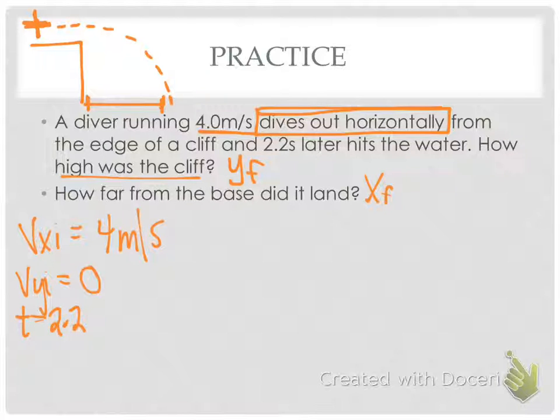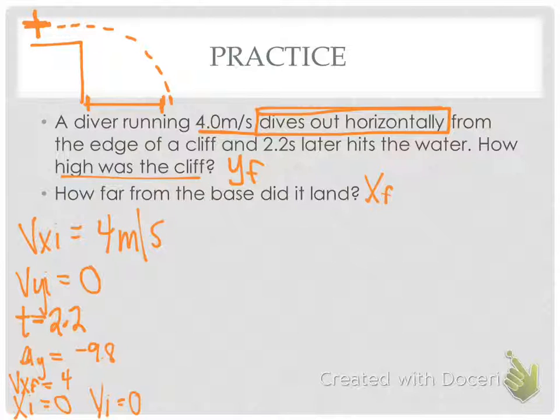What other variables do we know that we haven't written down yet? Okay, we know acceleration in the y direction is negative 9.8. And what else do we know? Yeah, Nate? Okay. Our final horizontal velocity is also 4. What do we know about our initial positions? Yeah, both 0. So x sub i equals 0 and y sub i equals 0.